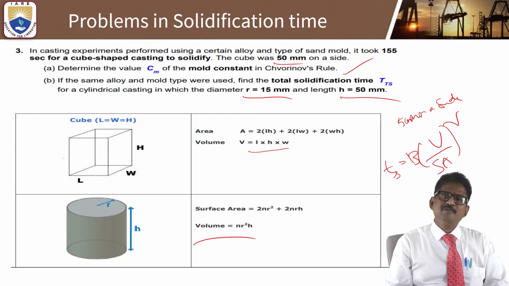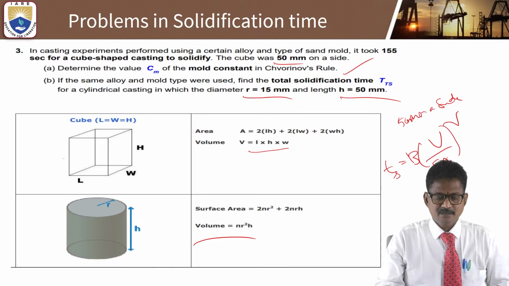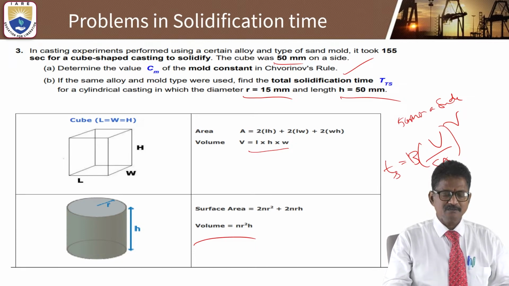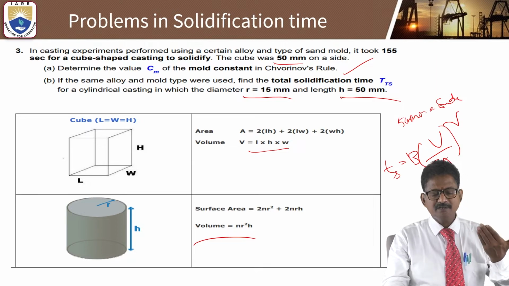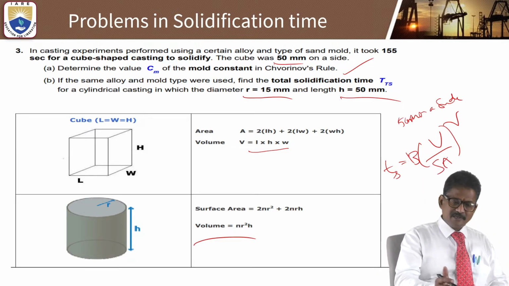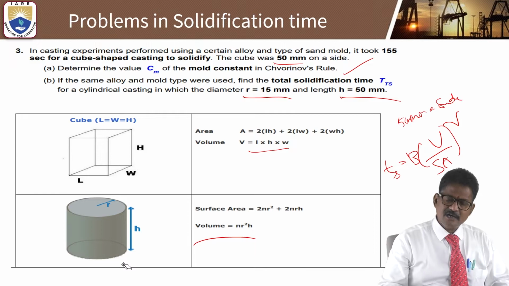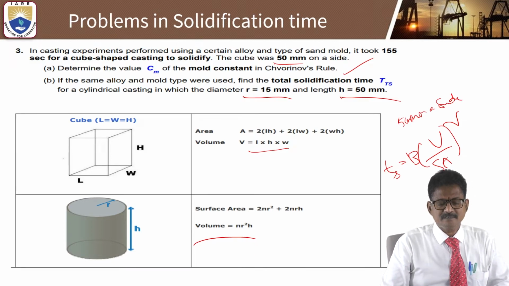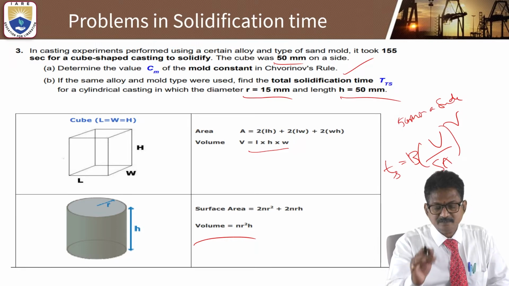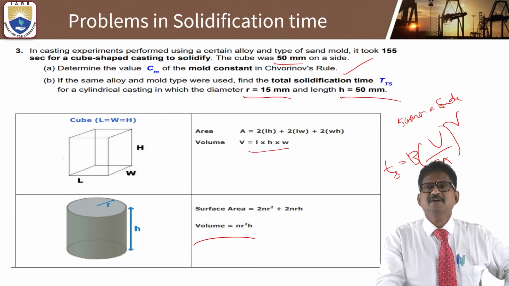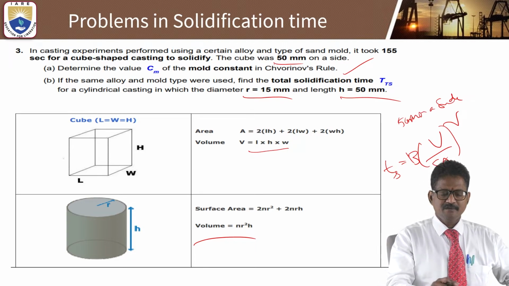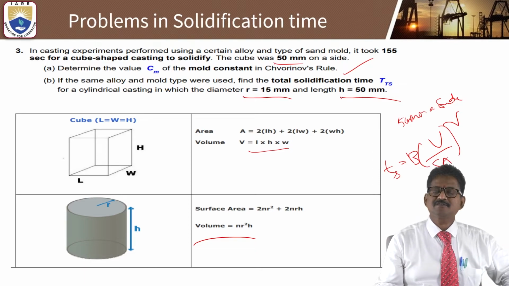Okay, and volume also, which is equal to L into W into H, length into width into height. So here, area and volume are given, and similarly this is for a cube and this is for cylinders. Surface area is nothing but 2 pi r square plus 2 pi r h. And volume is given as pi r square h.